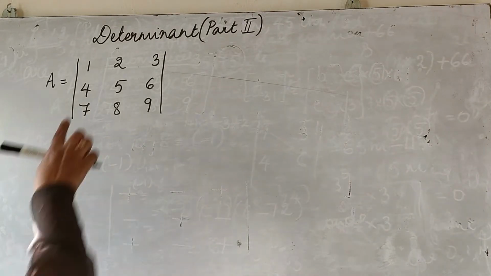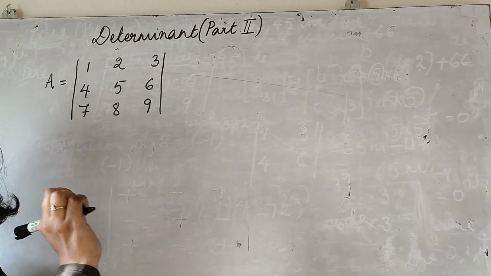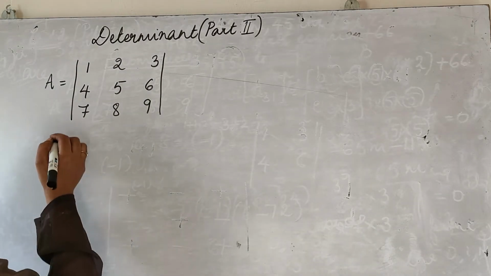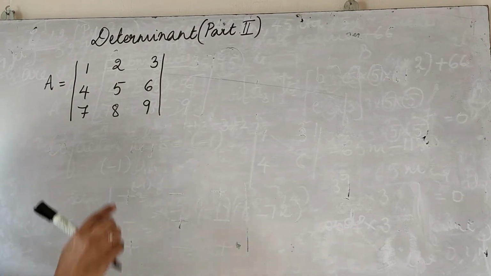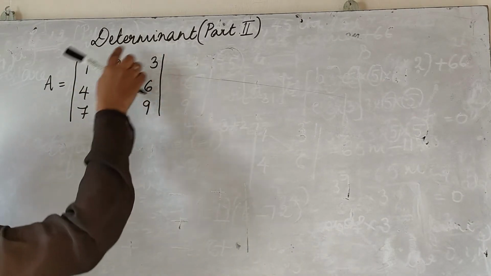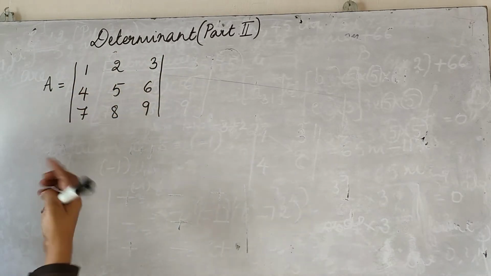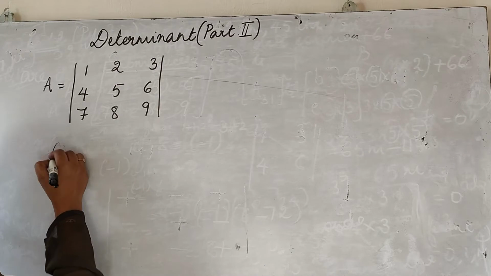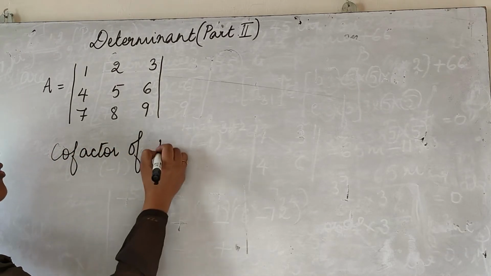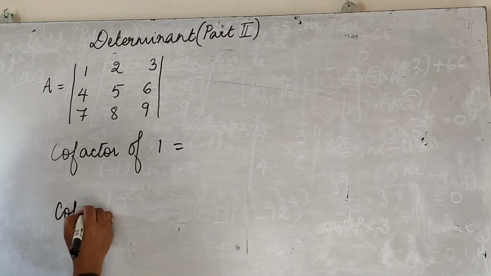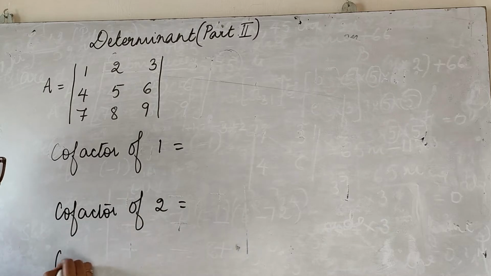Let's continue with the determinant topic. Now we have taken a 3 by 3 determinant whose value is to be obtained. In the previous video, we studied how to find the cofactors. So what we can do to find the determinant is pick up any one row or any one column and find the cofactors of those elements. So I am going to find the cofactors of the first row elements: cofactor of 1, cofactor of 2, cofactor of 3.